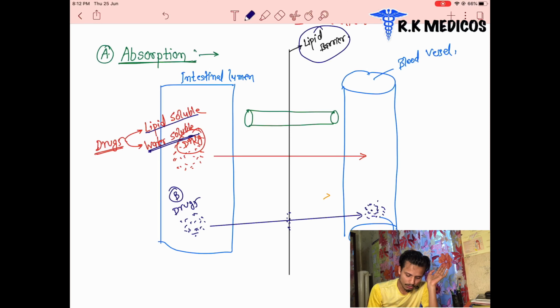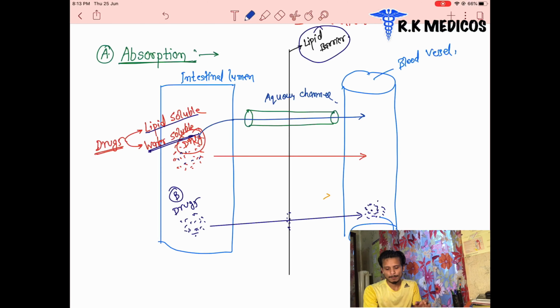But water soluble drugs do not cross the lipid barrier, because these drugs require a special type of protein, a special type of crossing tunnel, for entering into the blood vessels, because they are not lipid soluble. They are lipid repellers, or lipid insoluble. For the water soluble drugs, aqueous channels are present, and through these the drugs move inside the blood vessels.